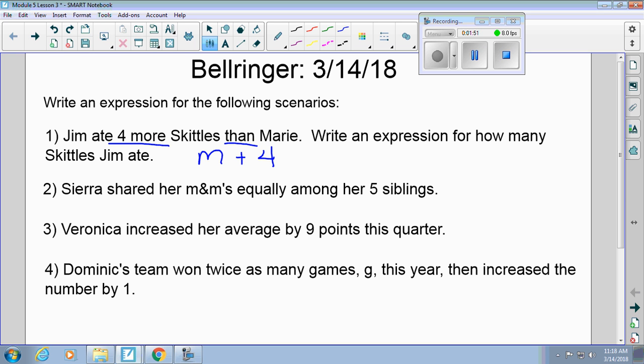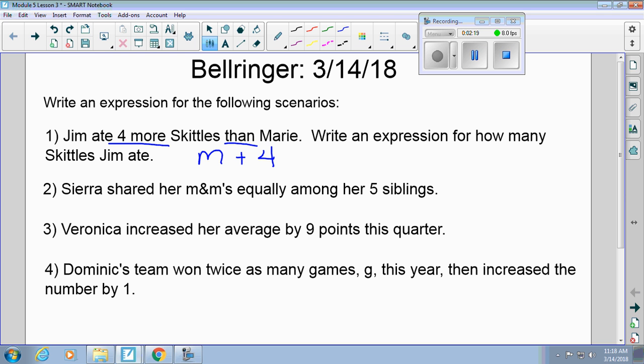All right, the next question says, Sierra shared her M&Ms equally among her 5 siblings. Now, in examples 1, 2, and 3, they did not tell you what variable to use. So you have creative license there. You can pick whatever variable you want. In number 4, they tell you you have to use G. So, again, it's up to you. Depends on the problem. So Sierra shared her M&Ms equally among her 5 siblings. You want to help me out on that one, Michael?